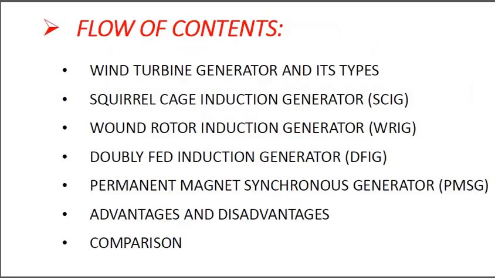Now, the flow of contents. First one, wind turbine generator and its types. Then squirrel cage induction generator SCIG, wound rotor induction generator WRIG, doubly fed induction generator DFIG, permanent magnet synchronous generator PMSG, advantages and disadvantages of all these generators, and comparison of them.